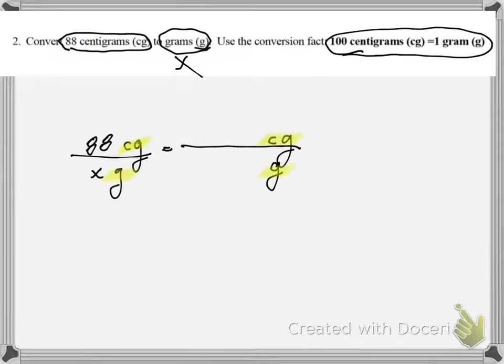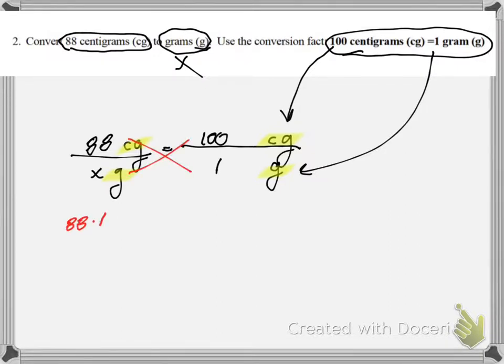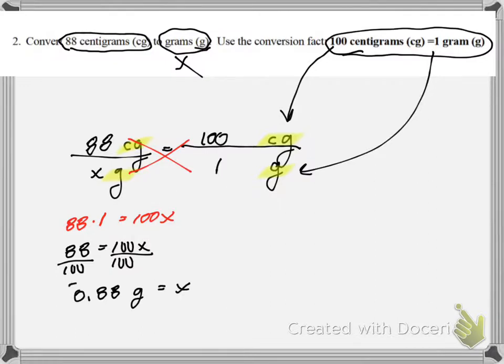Now, I'll look at the conversion fact. So 100 centigrams, that means 100 goes upstairs, and grams are downstairs, so the 1 goes downstairs. Then we have our proportion all set up, so we can solve it. We have 88 times 1 is equal to 100x. Divide, and we get 0.88 grams in 88 centigrams. And that's our answer.